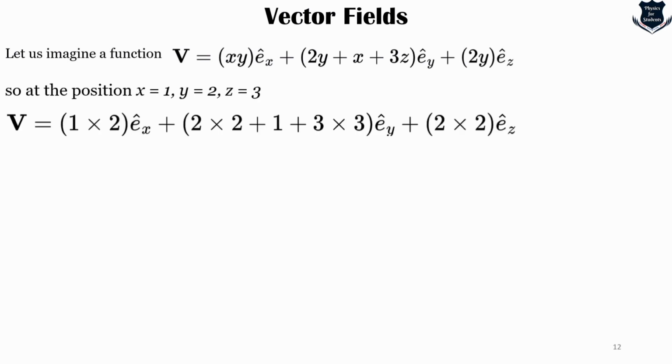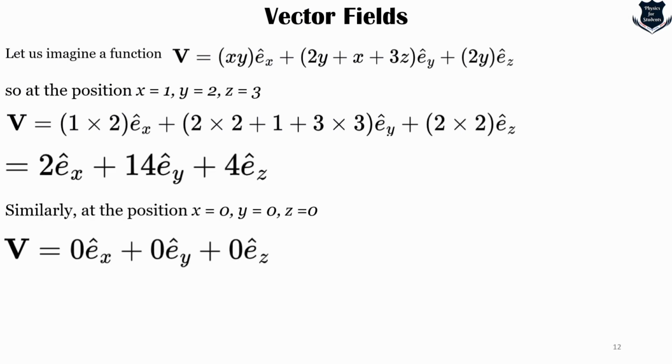I assume the position of x to be 1, y to be 2, and z to be 3. What I am doing in the third line is substituting those values of x, y, and z in my function, and what I get is this. So I get the x component to be 2, the y component to be 14, and the z component. That means I'm getting a value through which I can find the velocity, the fluid speed, the wind speed, whatever.